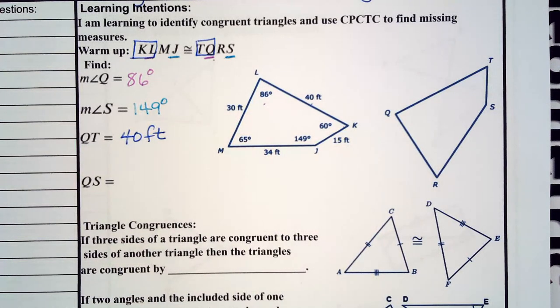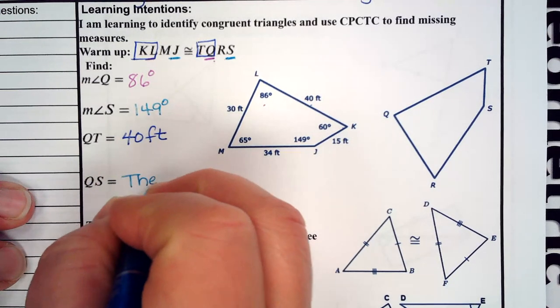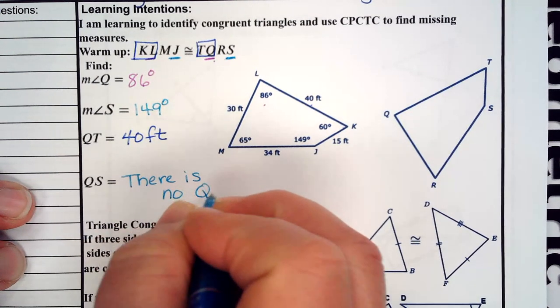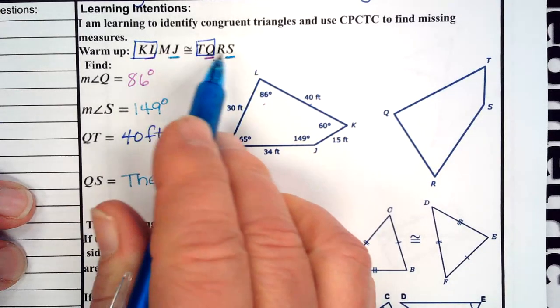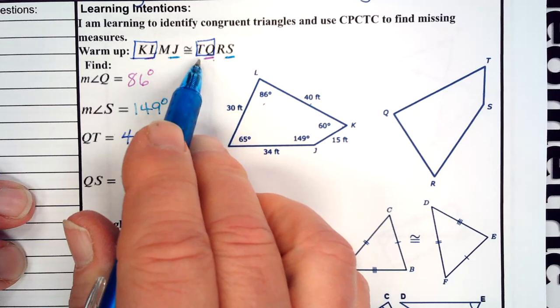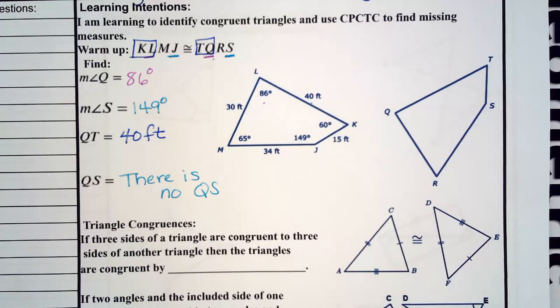Okay, can you do QS on your own? Oh, if you told me there is no QS, it doesn't exist, you would be true. So there is no QS. If you're looking up here, Q is followed by R, and T is before Q. That means the two segments with Q are TQ and QR. There is no QS.